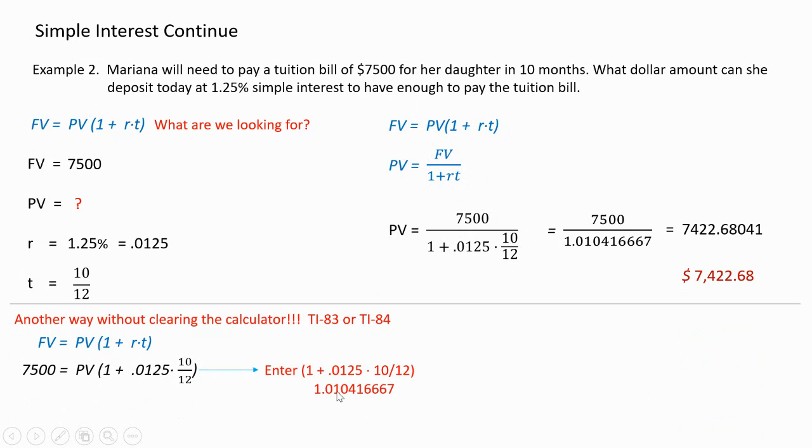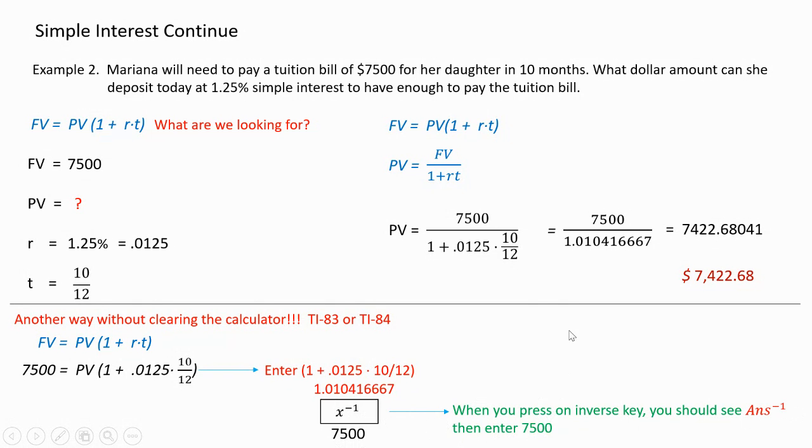But when it gives you the answer, guys, this is what you do. You hit this key, it's called the inverse key on your calculator. If you hit this key and then hit the 7,500, it means it divides 7,500 by this right here, that's what that means. The inverse key. When you press the inverse key, you should see Ans to the -1. Then you enter 7,500 and it gives you the result. Okay, now, if you guys have a calculator with you right now, please try it.